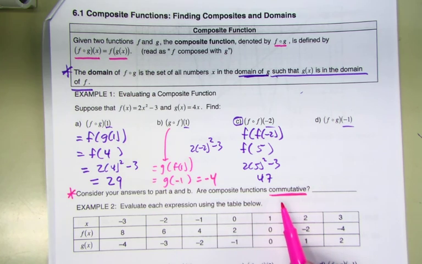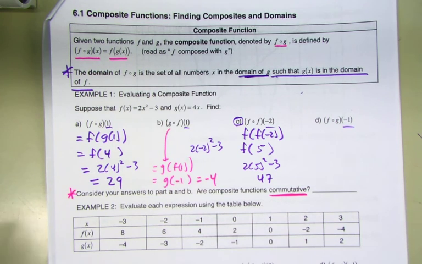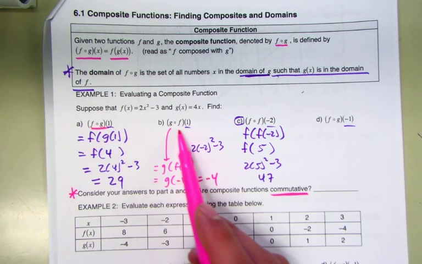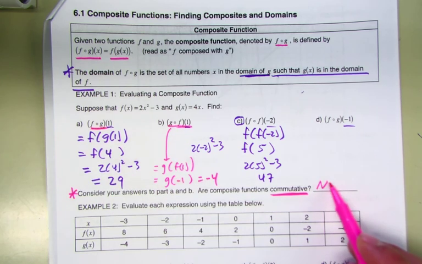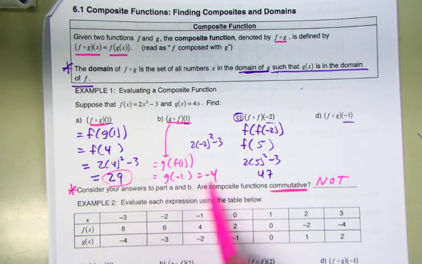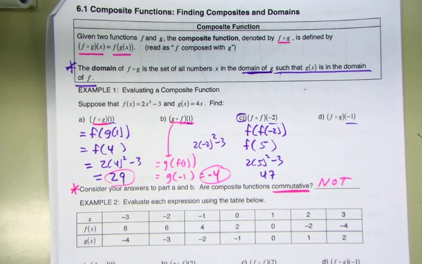Okay. Commutative is a fancy way of saying that the order in which you do things doesn't matter. You still get the same thing. For example, 2 plus 3 is the same as 3 plus 2. That's an example of the commutative property of addition. Multiplication, 2 times 3, 3 times 2, same thing. We say multiplication is commutative. Compositions, though, do you see how we're doing f of g of 1 and then reversing it? Yes. It is not commutative necessarily. Here's a perfect example. One way we got 29, the other way we got negative 4. Does that make sense? Okay.